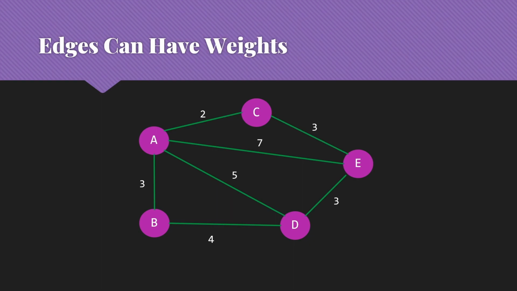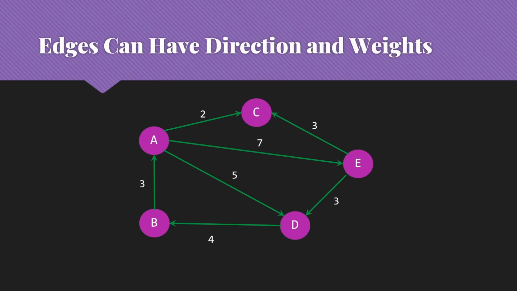Edges can also have weights, which can represent a lot of different things. They might represent distance. They could represent some sort of cost. They could represent time. They could represent capacity. How much bandwidth do I have here? Or how much water can flow through this pipe in a certain amount of time? They can also have both direction and weight.